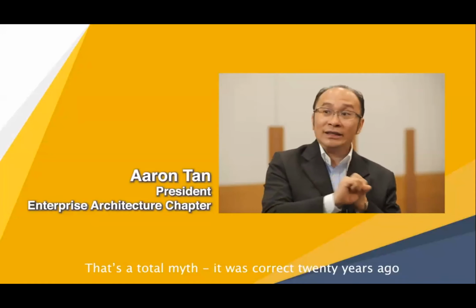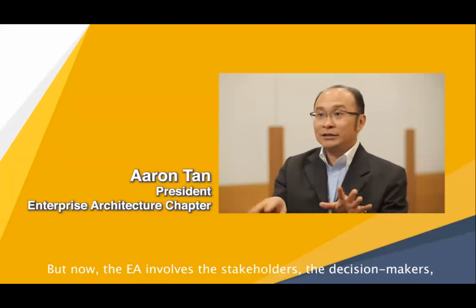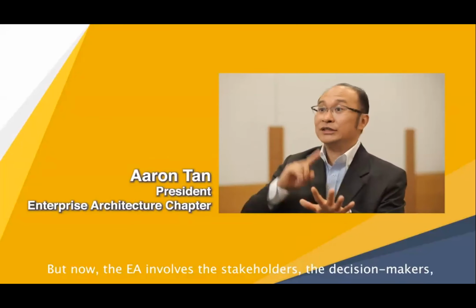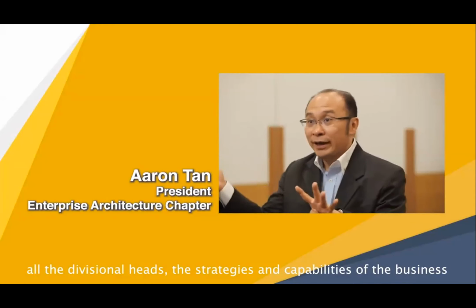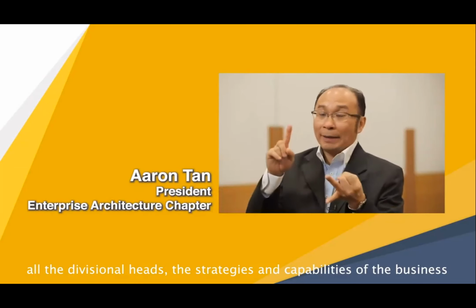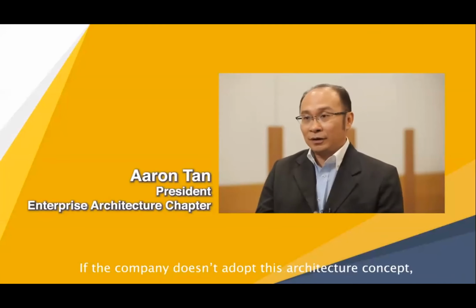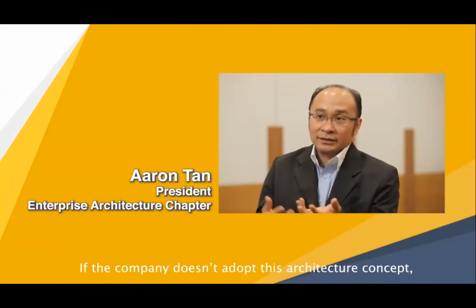It was correct 20 years ago. You talk about the architecture word, pass it to the IT team. But now enterprise architecture involves the key stakeholders, the decision makers, then the motivation of all the divisional heads, and also strategy and capability of the business. If the company doesn't have this type of adoption of the architecture concept, they will not go anywhere because the world is moving very, very fast.